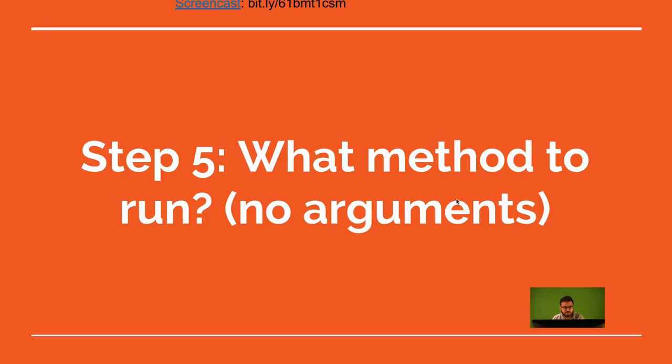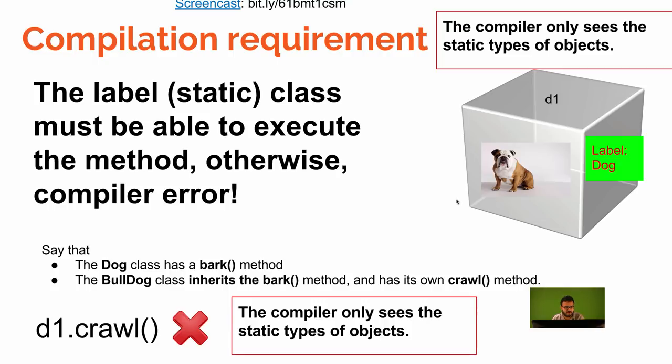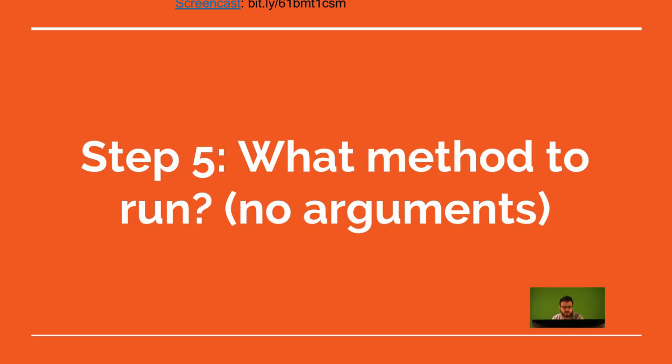Okay, so this is about how to compile. It's fairly straightforward. The label or the static class just must be able to execute the method. Otherwise, there are going to be compiler errors. Now, what methods should we actually run? So far we talked about whether or not we can compile, but what methods do we actually run when there are no arguments in the methods? We'll talk about what happens when there are arguments.